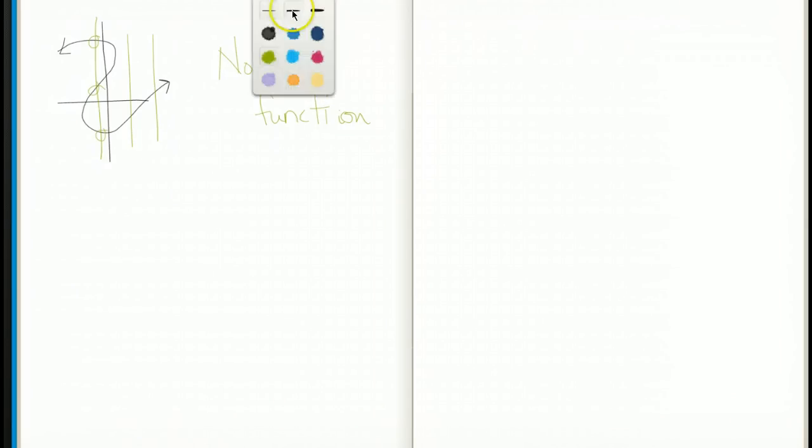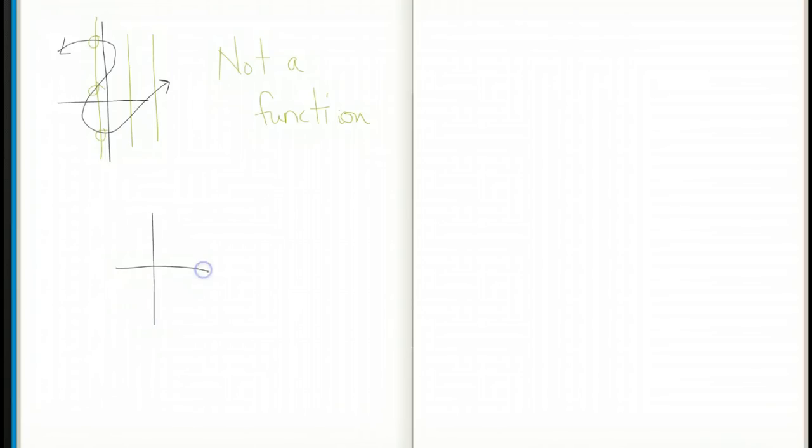Okay, but let's graph another one, maybe something like this. Let's try our vertical line test on this thing. Okay, so let's drop some vertical lines. Did it hit it once? Yep. Once? Yep. Once? Yep. Once? Yep. Once? Yep. You're probably getting the idea with this one. Any vertical line you draw on top of this graph right here, it's only going to hit it 1 time.